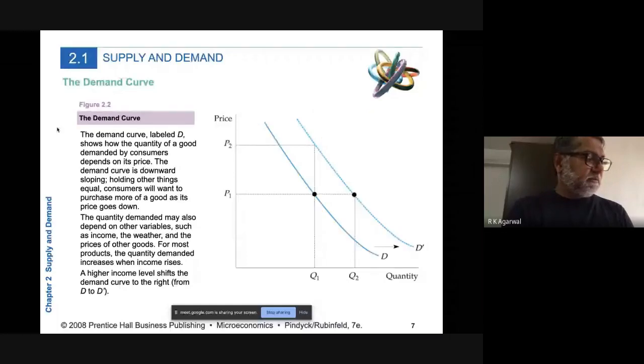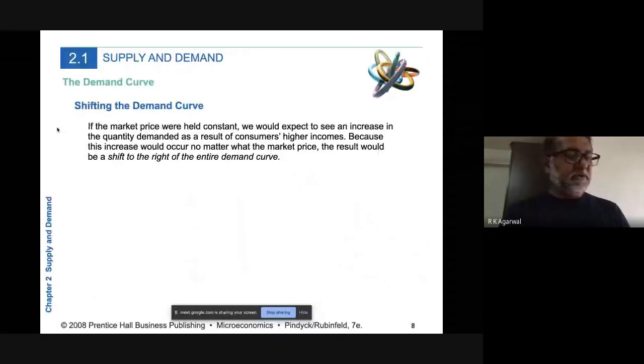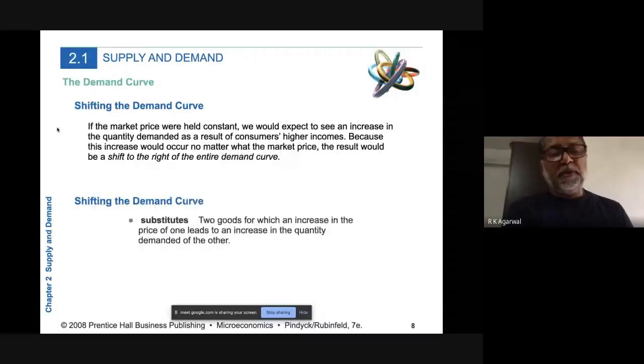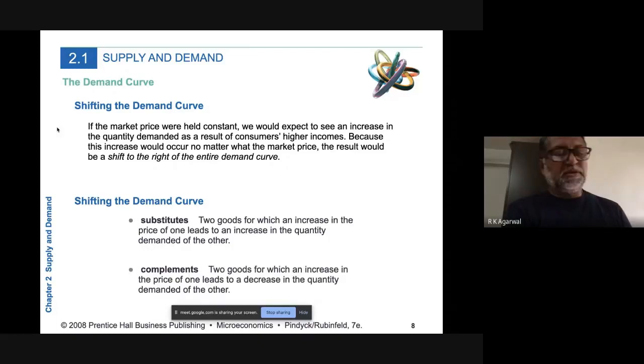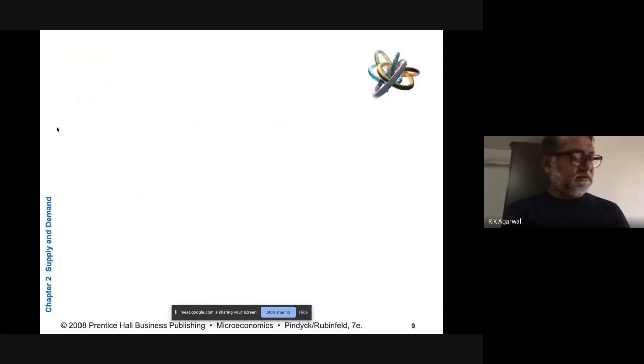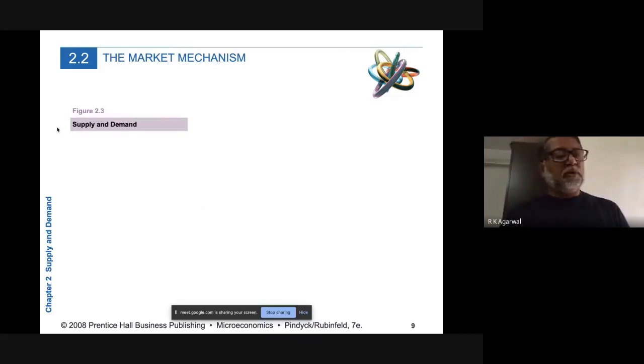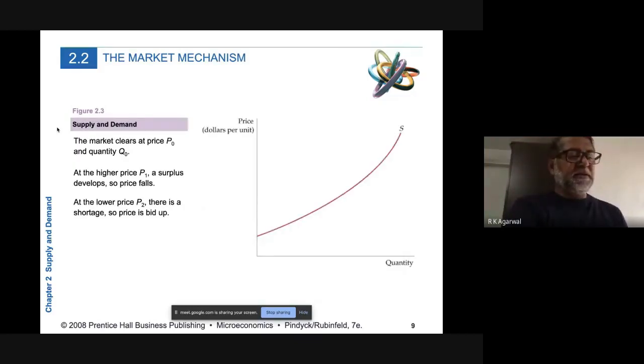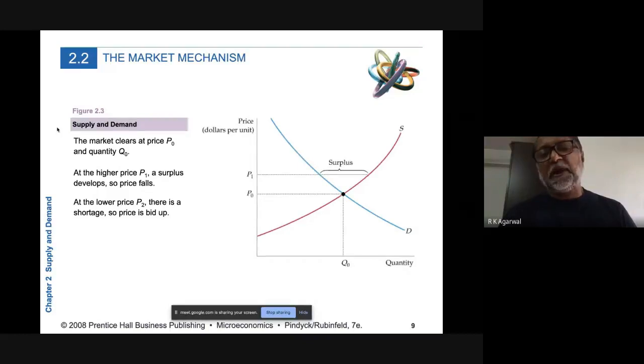So again, as I said, the demand curve will shift if other factors change. This could be because of a change in the price of substitute goods, a change in the price of complementary goods, and so on. We had discussed the concept of demand and supply up to this point in our Monday's class. Now today we will combine the concepts of demand and supply and see how prices and quantities are fixed in the market.